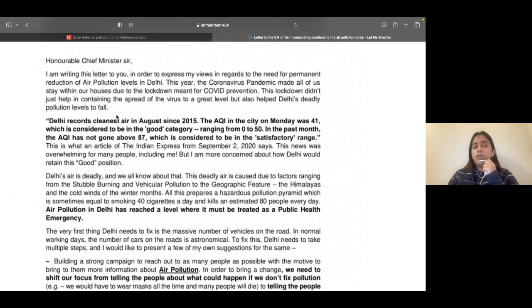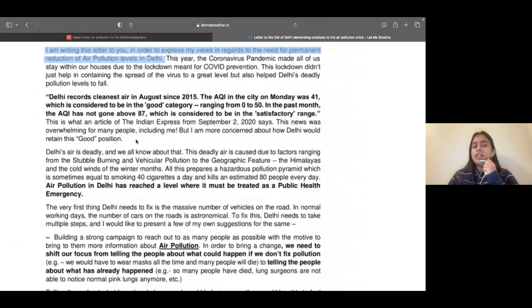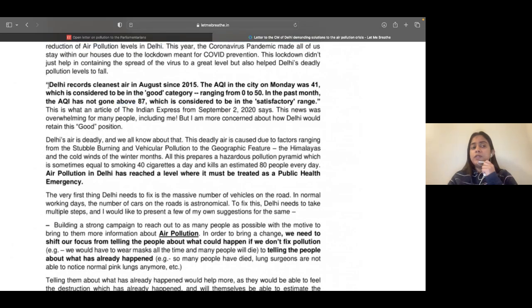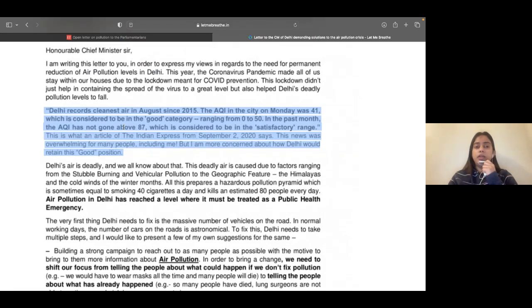The first paragraph states the purpose of the letter: I am writing this letter to you in order to express my views regarding the need for permanent reduction of air pollution levels in Delhi. Now the body has been divided into a few small paragraphs, which is easier on the eye of the reader. Long paragraphs can be quite tedious, specifically for formal communication such as letter writing. Small paragraphs also help in clearly stating your purpose and giving information. So you can also use this style for your formal letters.